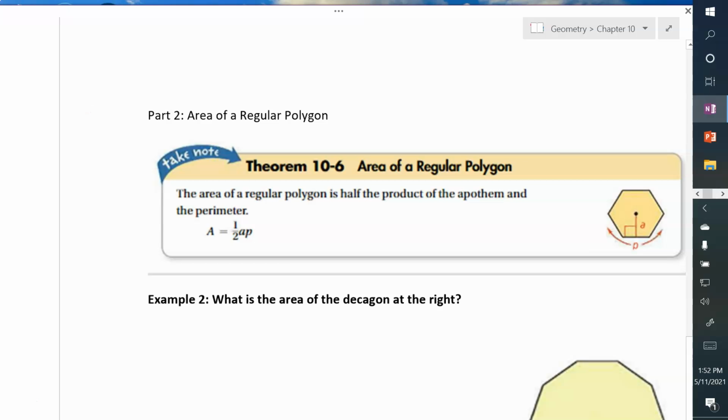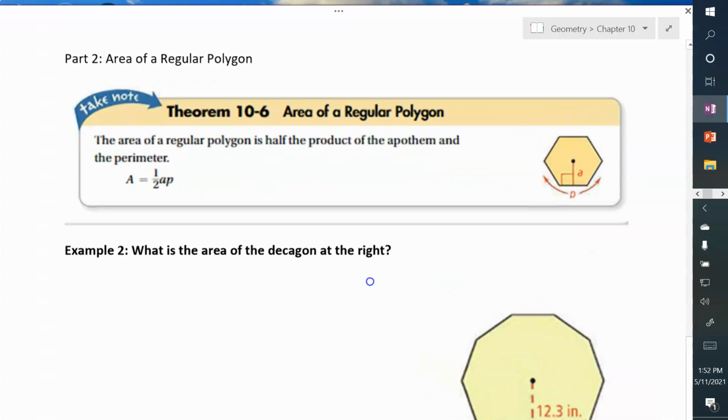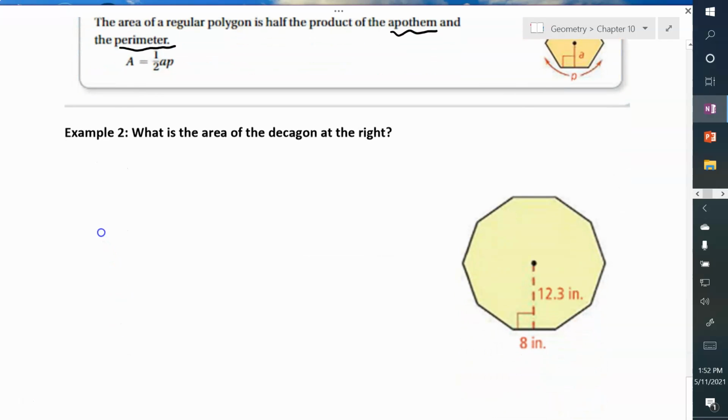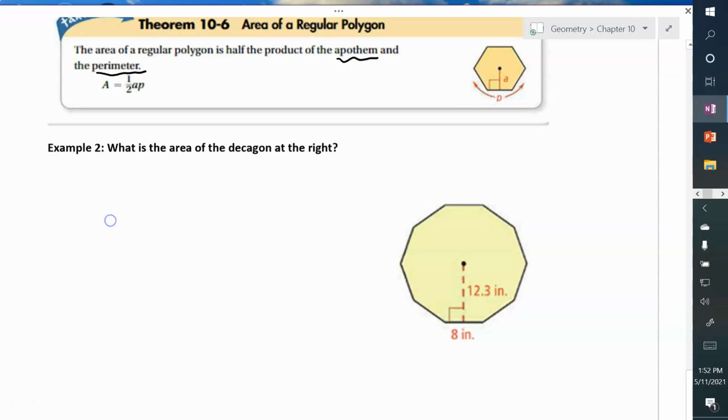Okay, now the next thing is to find the area of a regular polygon. We can use the apothem, multiply it by the perimeter, and then by 1/2. So half the product of your apothem and the perimeter. So if I give you the apothem and a side, you can from there do the area. So take a look at this one. We have a decagon. So that is 10 sides.